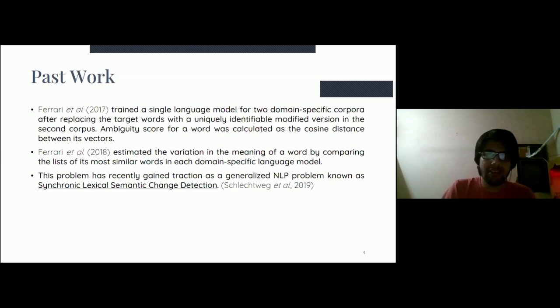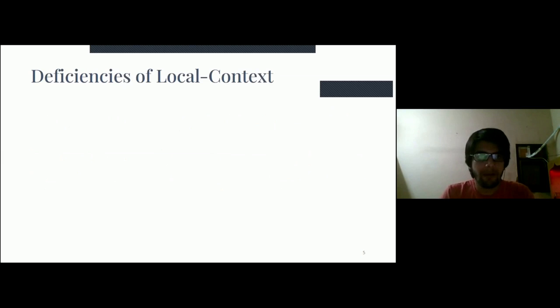In recent times, this particular problem has also gained attention as a generalized NLP problem, not specific to the software engineering task. In the NLP domain, it is known as synchronic lexical semantic change detection.